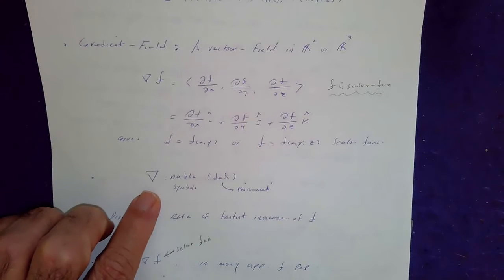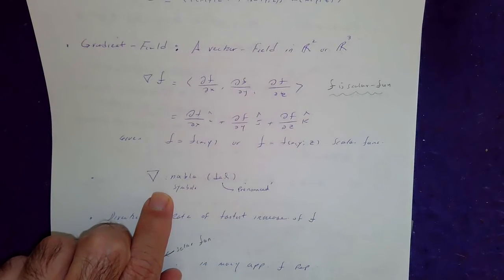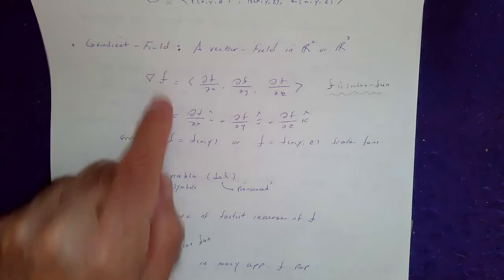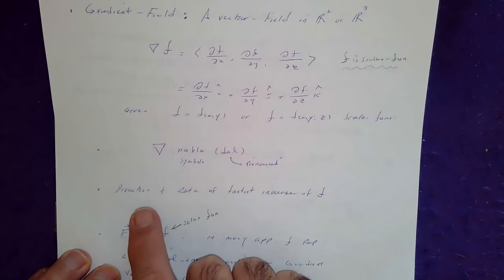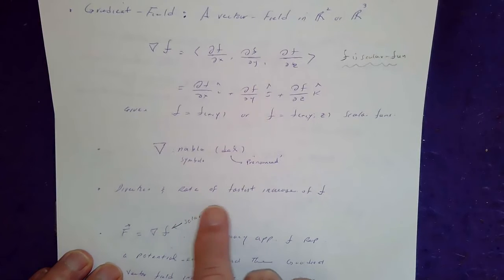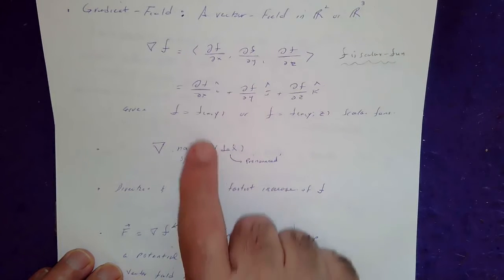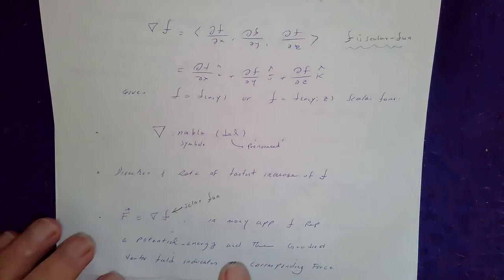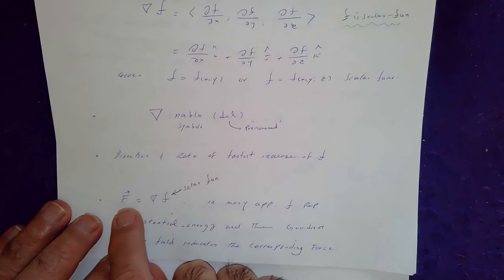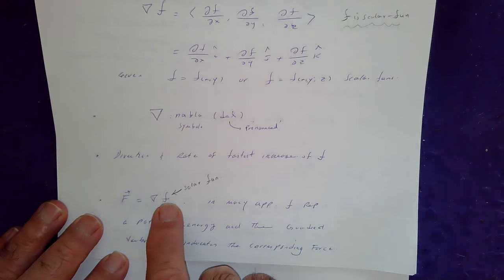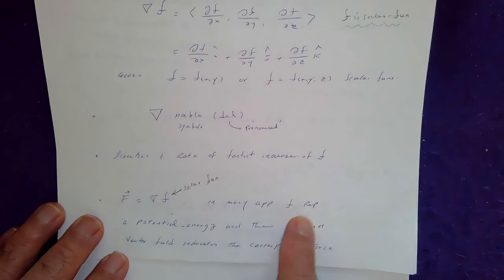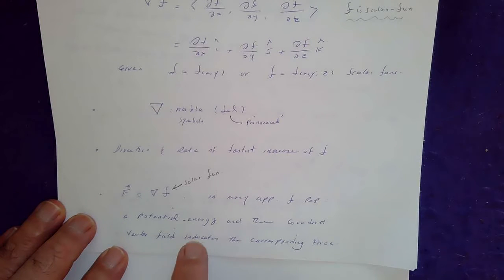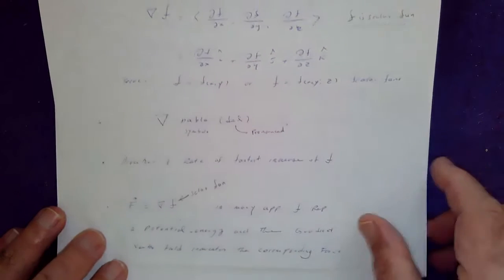The notation is nabla, which is pronounced del. That's what this upside down triangle notation means: gradient. Basically, it describes the direction and rate of the fastest increase of f. I think we have talked about this in previous chapters. So if you can find a vector field which happens to be the gradient of a scalar function, in many applications f represents a potential energy, and the gradient indicates the corresponding force.